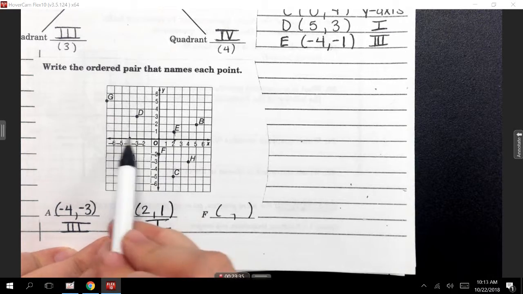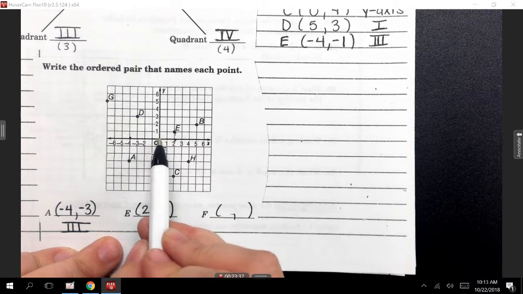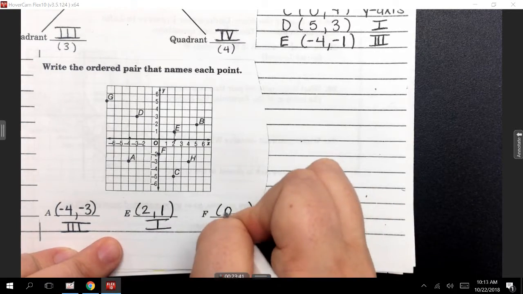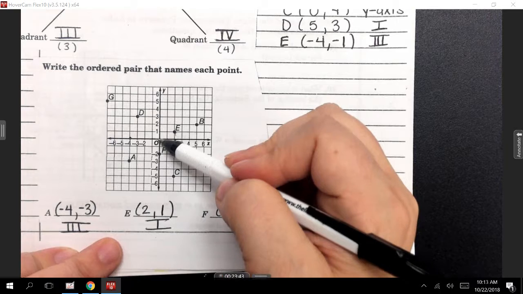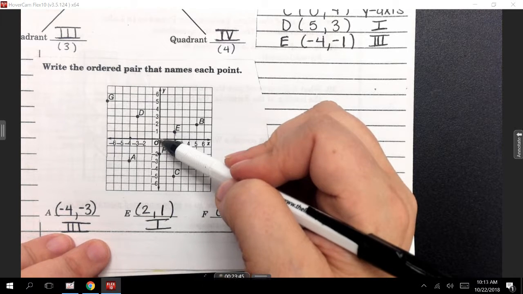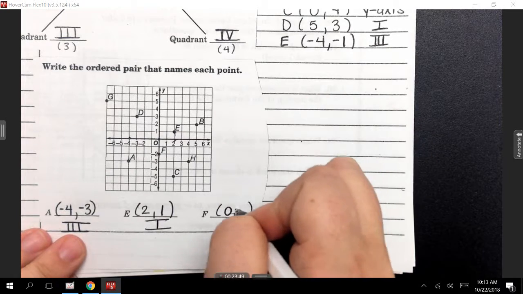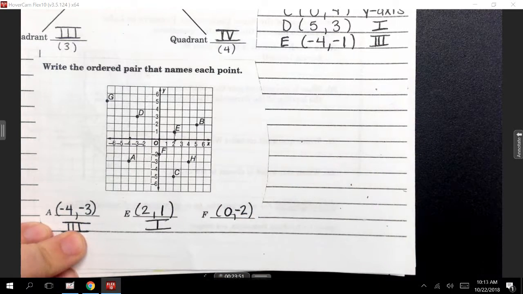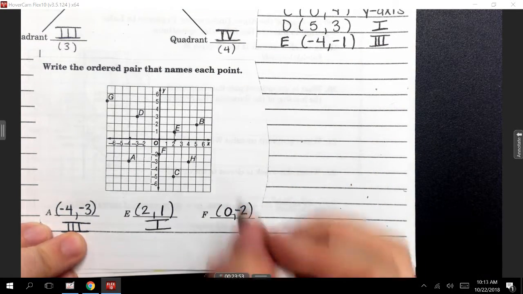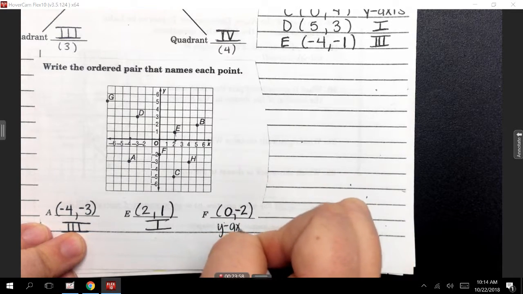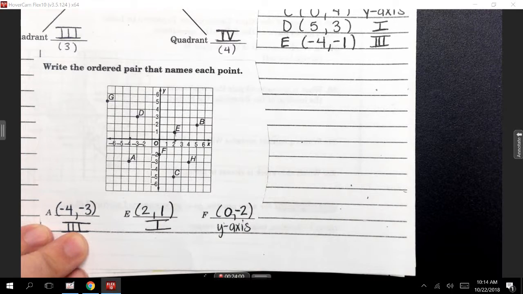Caitlin, how far am I going to crawl? 0. Am I going left or right, guys? No, so that first number is 0. Then how far do I have to walk? Hayden. -2 spaces. And what quadrant do we have here, Kaden? This is the y-axis. Very good. So it's not actually in a box because it's on the line.